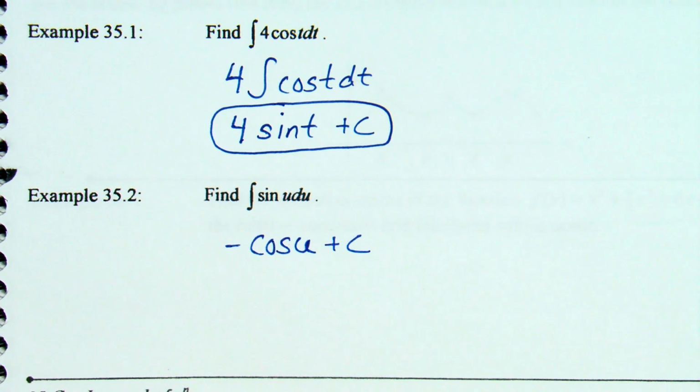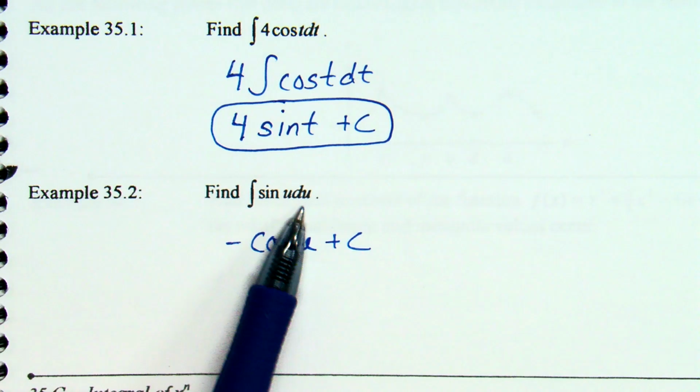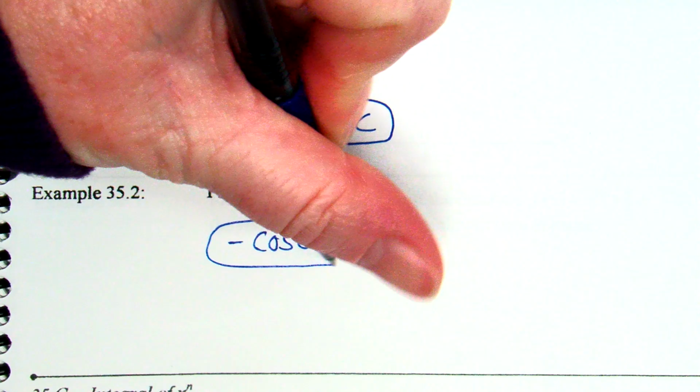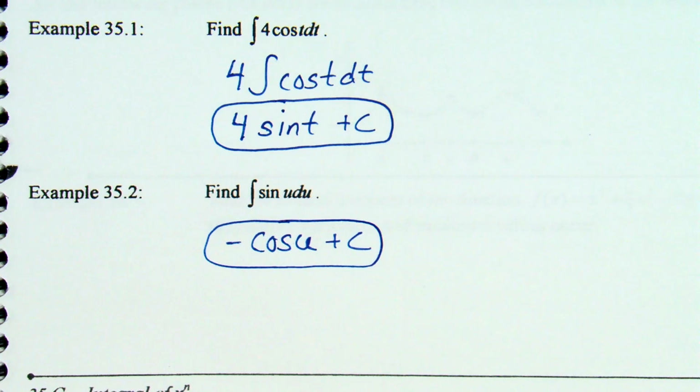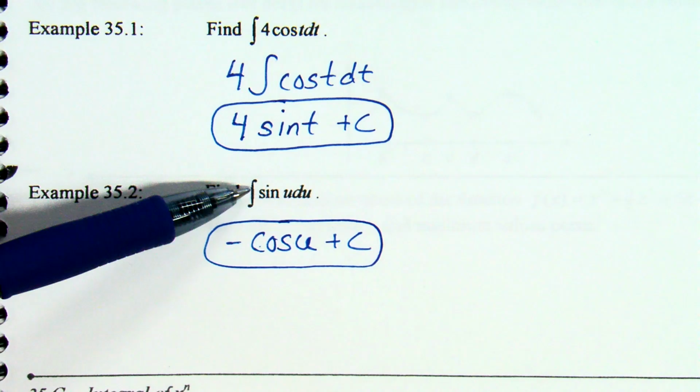And he used u because the original problem was in terms of u, right? Just like earlier we used t because the original problem was in terms of t. Can you check yourself there? In order to check myself, I can say, okay, the derivative of cosine is negative sine, so the derivative of negative cosine has to be positive sine.